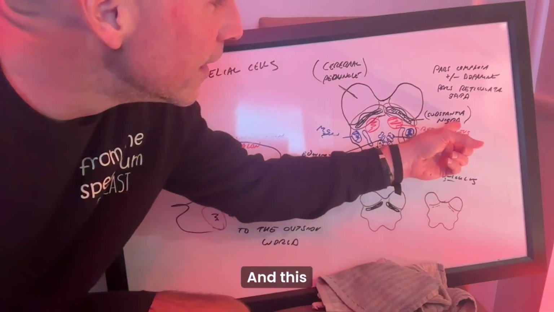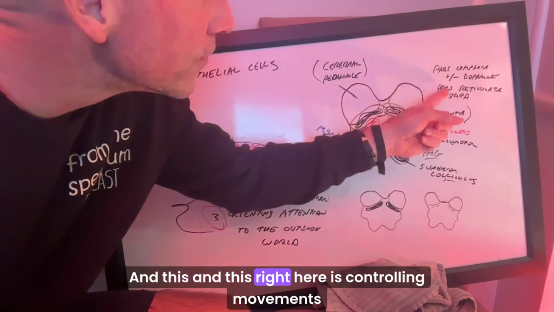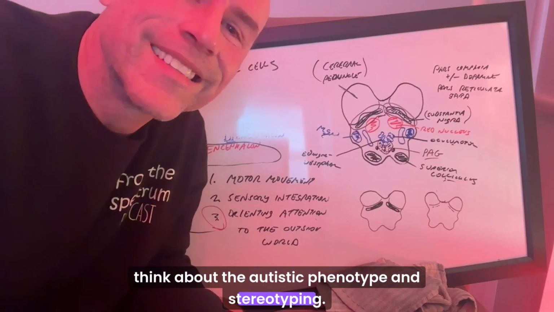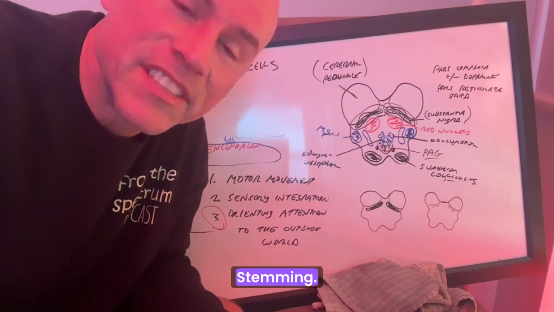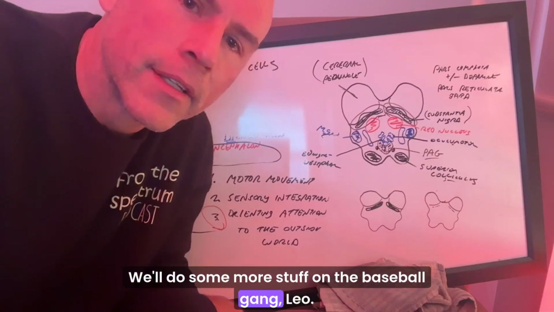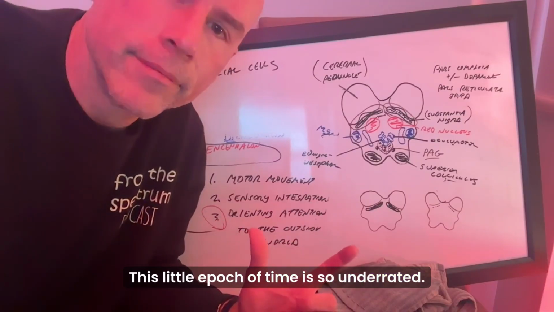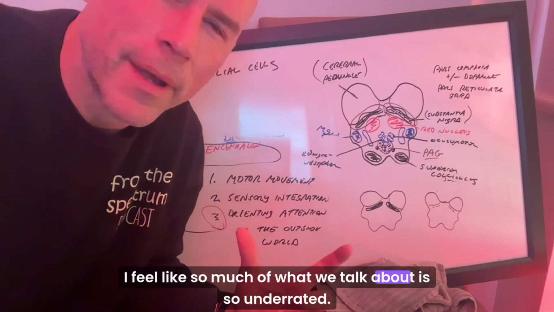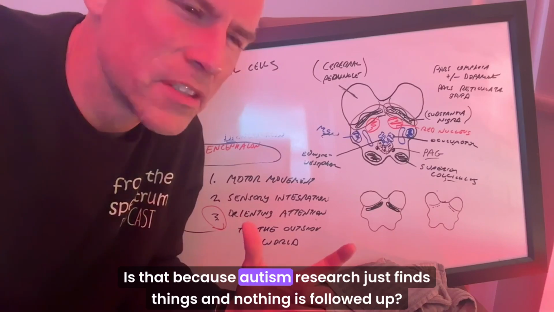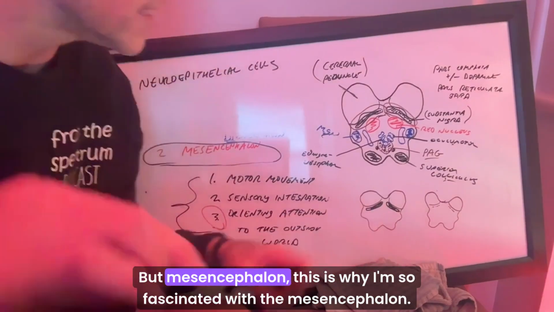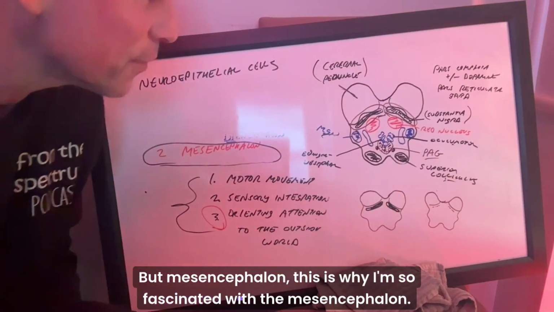And this, and this, and this, right here, it's controlling movements. You think about the autistic phenotype and stereotyping. Stimming. We'll do some more stuff on the basal ganglia. This little epoch of time is so underrated. I feel like so much of what we talk about is just so underrated. Is that because autism research just finds things and nothing is followed up? But mesencephalon. This is why I'm so fascinated with the mesencephalon.